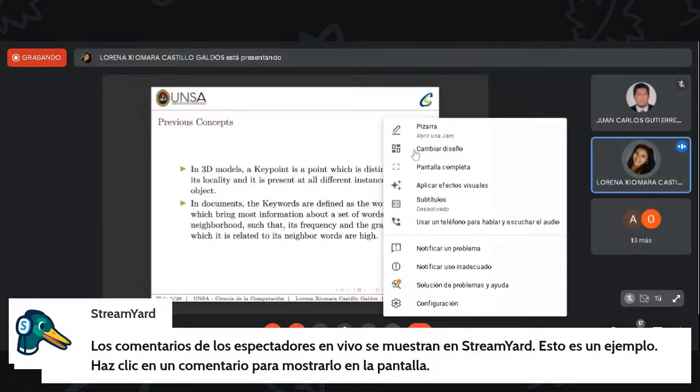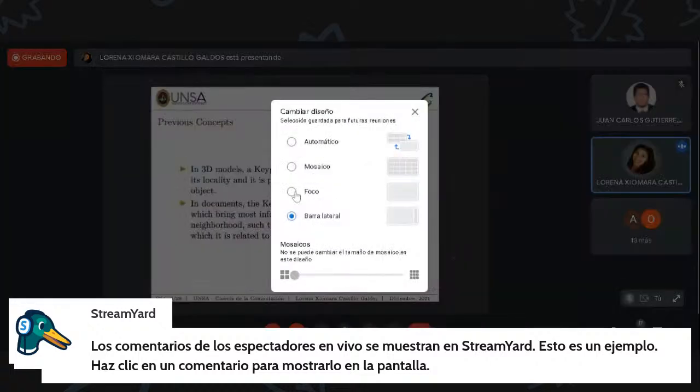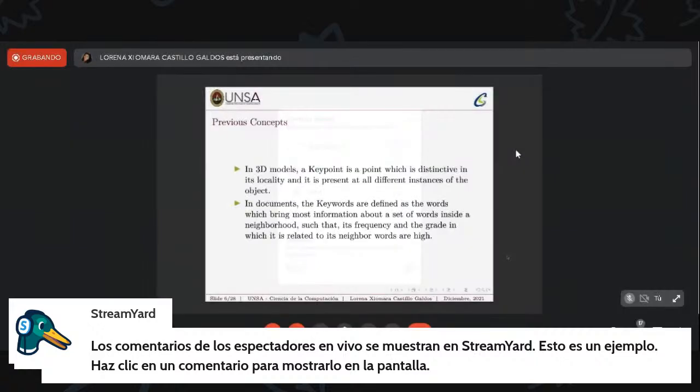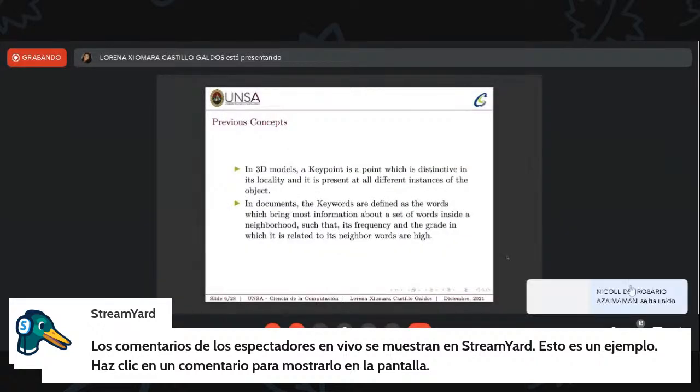Well, in 3D models, a key point is a point which is distinctive in its locality and is present in all different instances of the object. And in documents, the adapted concept will be the keywords, which are defined as the words which bring the most information about a set of words inside a neighborhood, such that its frequency and the grading related with its neighbors are high. Here we have an example of the previous concepts.